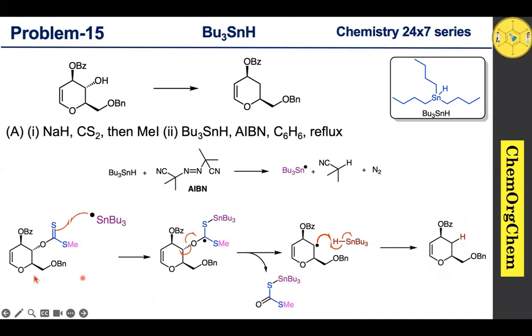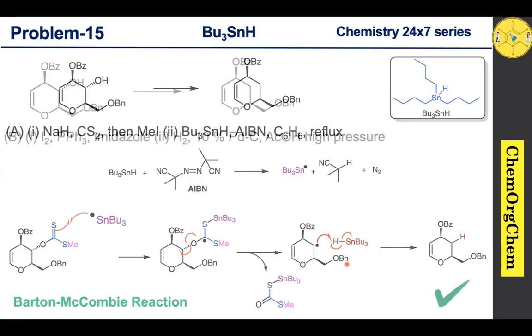This particular reaction is known as the Barton-McCombie reaction or Barton-McCombie deoxygenation reaction. As per this question, our first option seems to be the correct option. However, we should see the remaining options, then let's finalize which one is the correct option for this question.